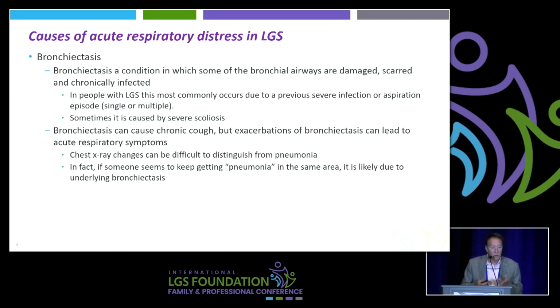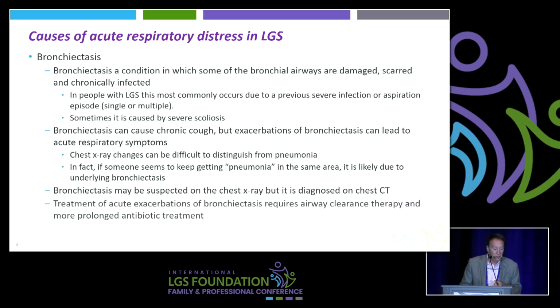Bronchiectasis can cause chronic cough, but exacerbations of bronchiectasis, which will frequently occur in the context of viral infections, but may occur in the context of an aspiration episode, will then lead to acute respiratory symptoms. Here again, the chest x-ray changes can be difficult to distinguish from pneumonia. It'll often be diagnosed by the inpatient care team as pneumonia, but the important reason to recognize the presence of bronchiectasis is because, first of all, it needs to be treated with a more prolonged course of antibiotics.